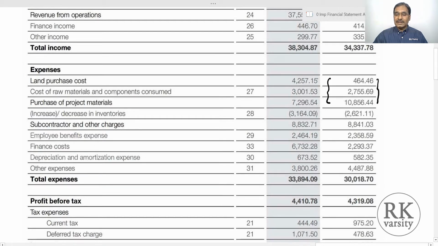That is the reason why I chose this company also, because in a manufacturing company, cost of raw material is given under one head, whereas in the case of a real estate or construction company, this has got two. One is they purchase land, they construct buildings, and then they sell. So that is the reason why they have three different expense heads. One is land purchase cost, second is cost of raw materials, and third one is project materials. So you will need to consider all these three as net credit purchases.